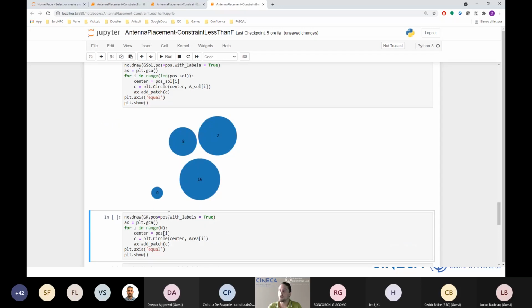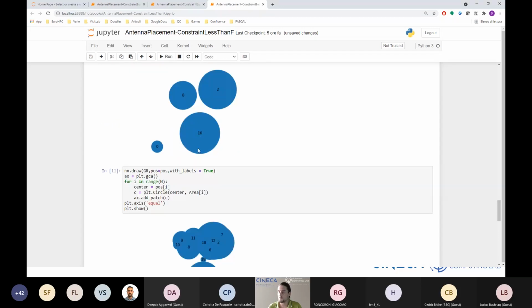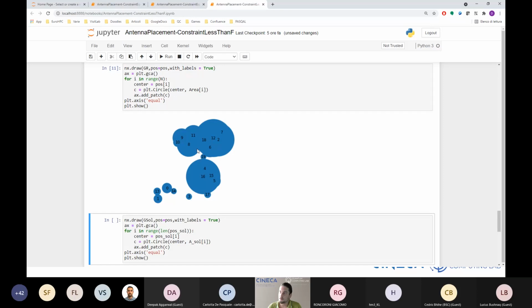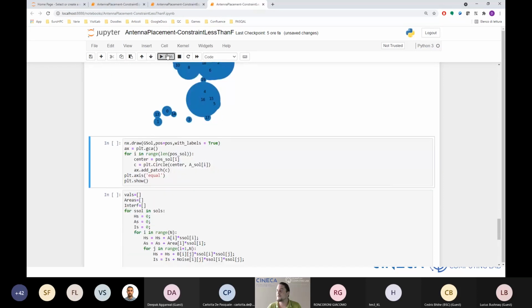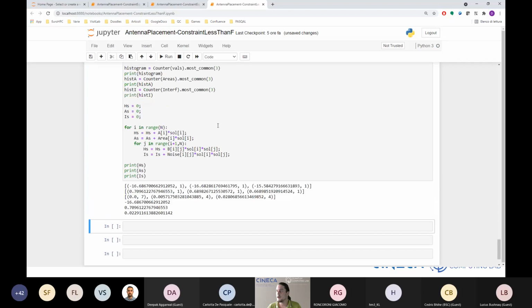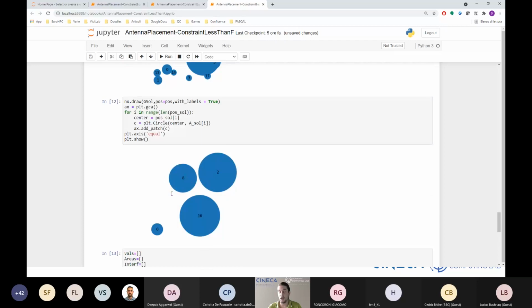We see here the solution with 4 antennas. The complete graph, and then our solution estimation here, our analysis. Okay? This is the way to implement an inequality constraint.